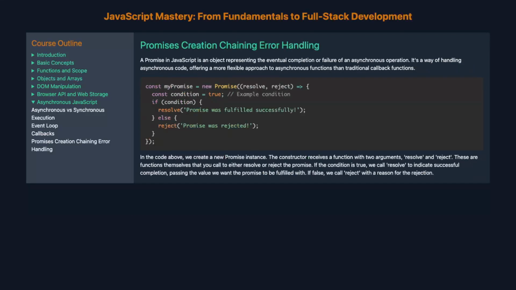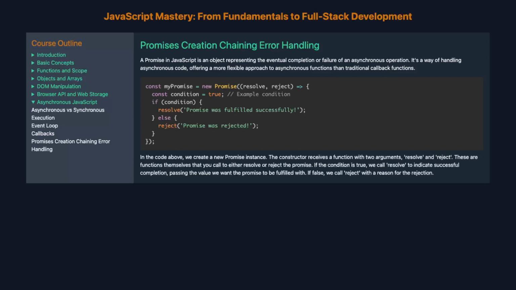Promises: creation, chaining, error handling. A promise in JavaScript is an object representing the eventual completion or failure of an asynchronous operation. It's a way of handling asynchronous code, offering a more flexible approach to asynchronous functions than traditional callback functions.